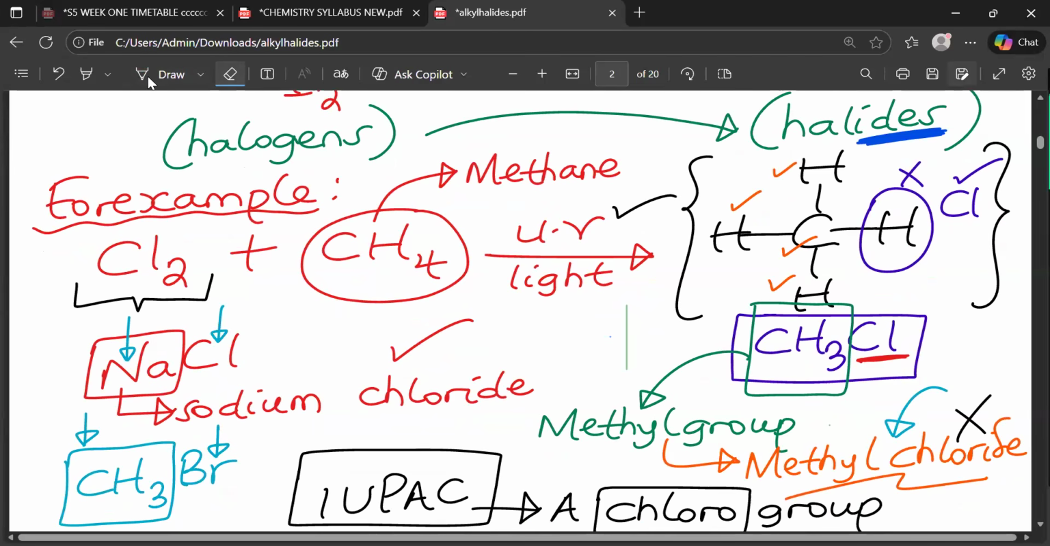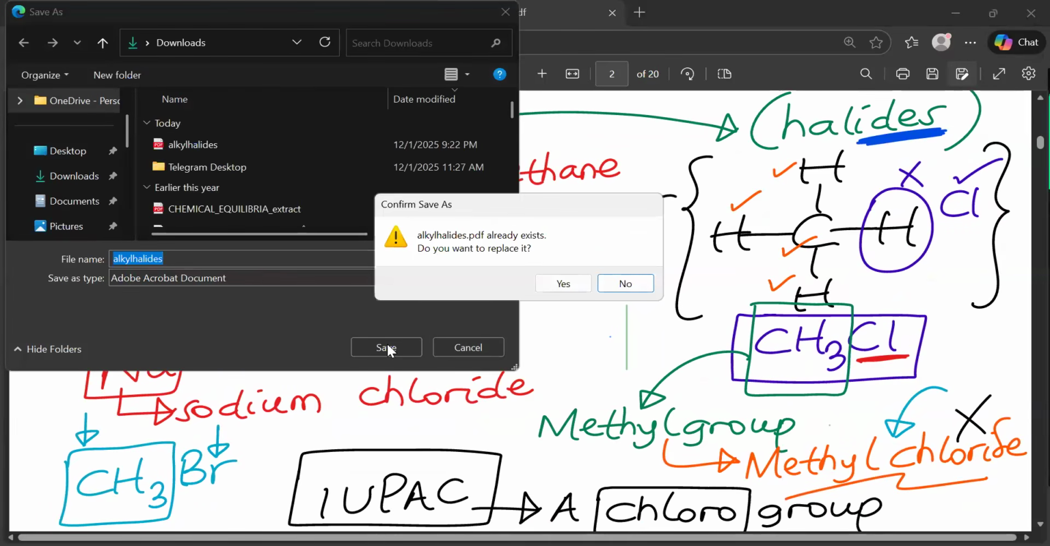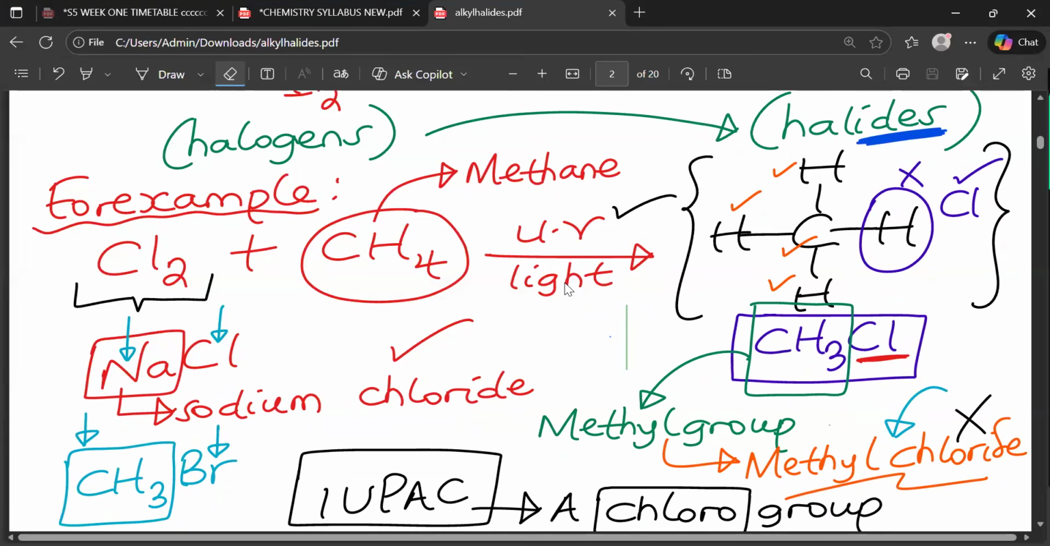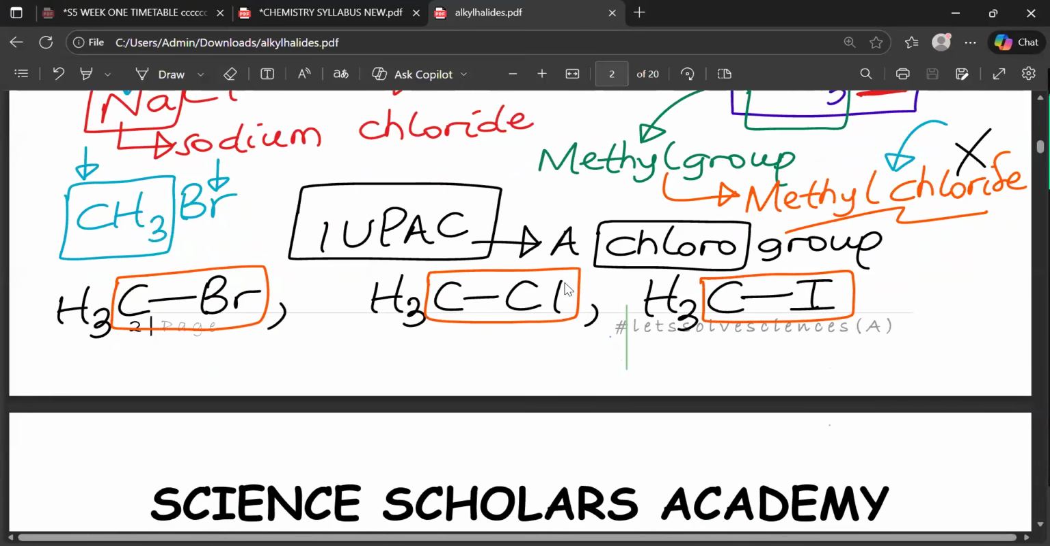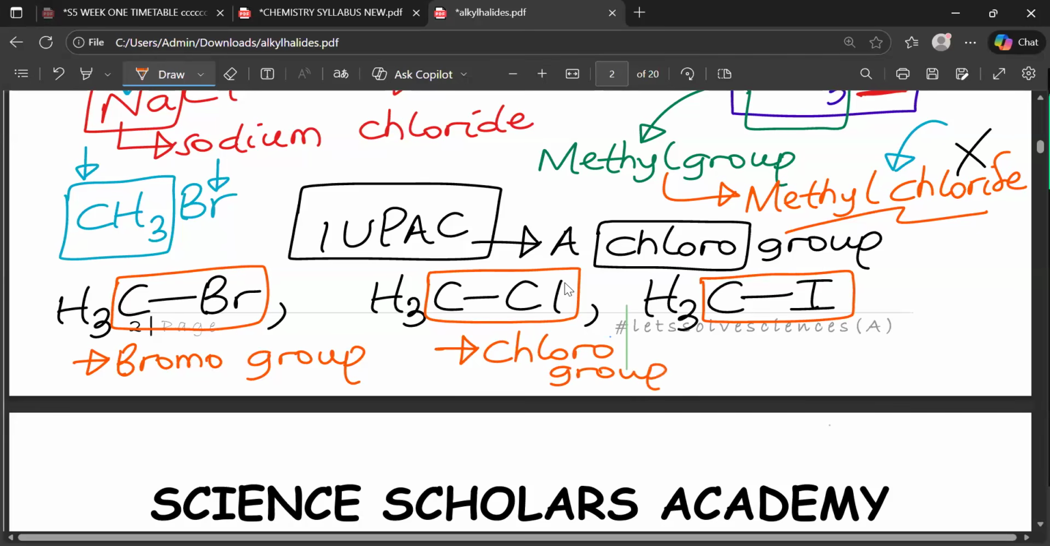Since you're dealing with halogens, remember Cl2 was the halogen. So when it becomes finally a group, we call it a halo group. And by halo group, the first one, bromo group, this one, chloro group, then this one, iodo group. I don't know if these were explained, but I remember talking about them. So have them in mind.